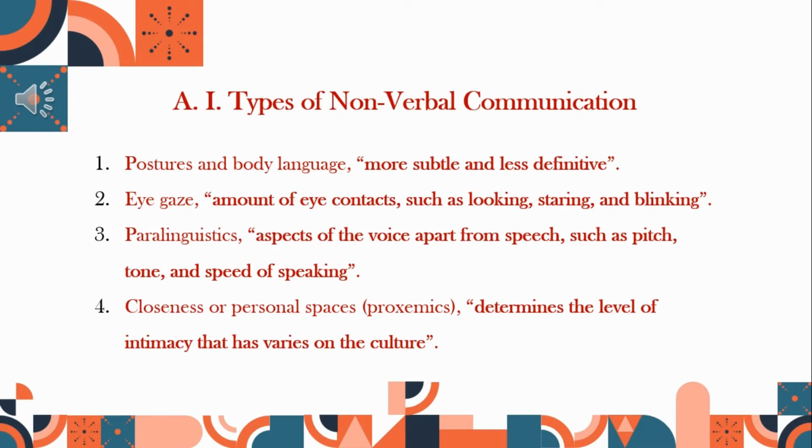Third is paralinguistics. It's the aspect of the voice apart from speech, such as pitch, tone, and speed of speaking. We should consider our tone of voice if we want to communicate so it can give the right meaning. For example, if we say it in a strong tone of voice, the listener may interpret approval and enthusiasm. If we say it in a hesitant tone of voice, it may convey a lack of interest.